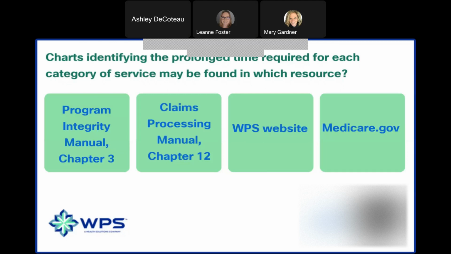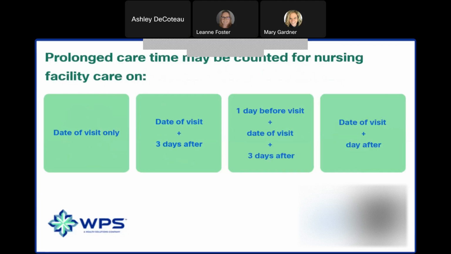All right, so while all of these resources do contain a lot of very useful information, the charts referenced in this question are in the Claims Processing Manual, Chapter 12. Remember, we also took a look at the E&M Services Guide, which has that section on prolonged services. That also includes these same charts. All right, so now we have a few great resources to help determine when we can count prolonged care time.